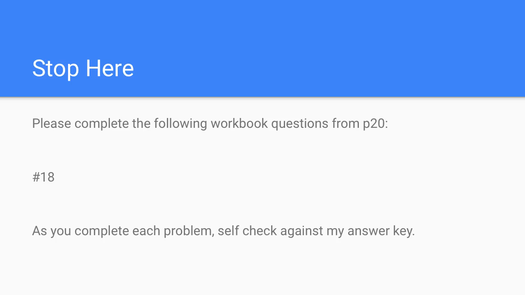Okay, you're ready to stop again. I want you to please complete the following question on page 20. It is question number 18. As you finish it, I want you to go and check against my answer key. If you are correct, I want you to give yourself a star. And if you are not correct, I want you to fix it. Go ahead and pause the video, work on it, and come back when you're ready to move on.